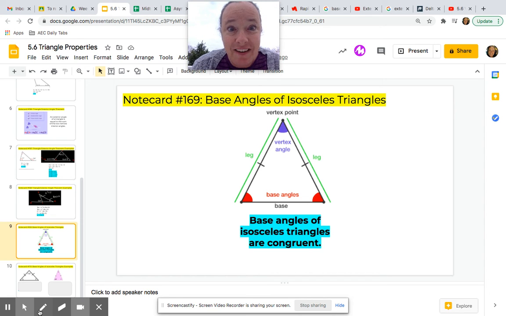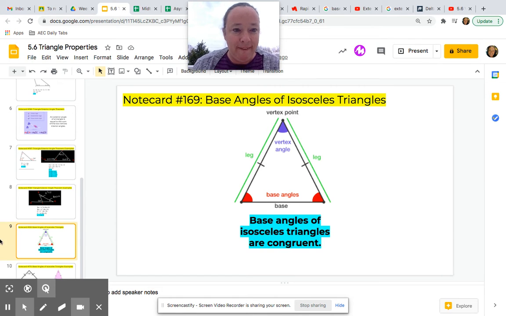I was rushing at the end of the last video because I was afraid I was going to run out of time. I think I got through this, but I just want to make sure that you realize that if you have an isosceles triangle where we know we have two legs or two sides of a triangle congruent, that the base angles in this image, for example, are red, that they are congruent.